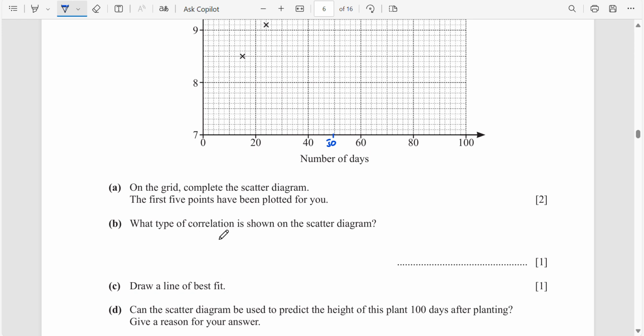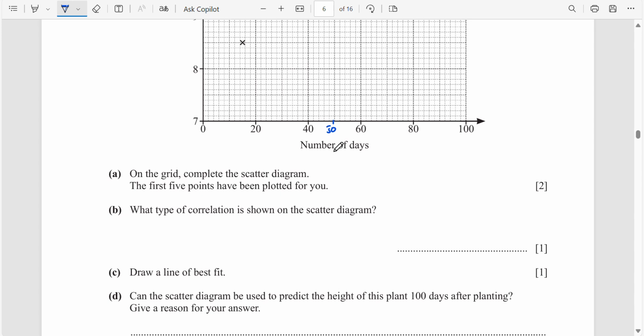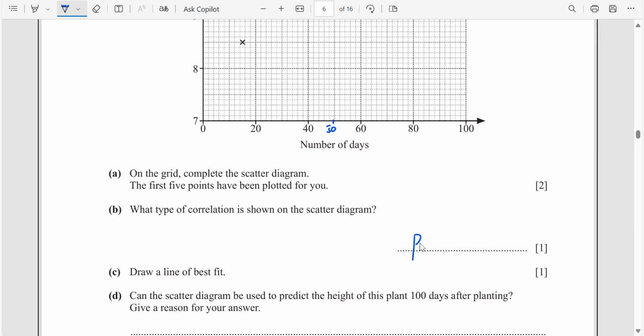Okay, what type of correlation is shown on the scatter diagram? Now, as the number of days is increasing, so is the height. So it's a positive correlation. So you're going to write positive.